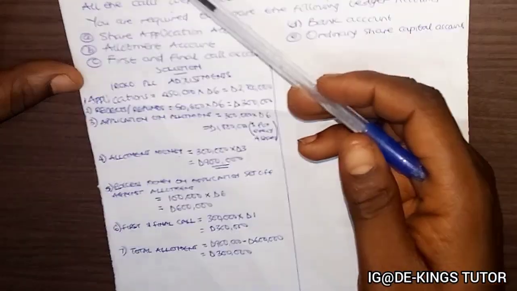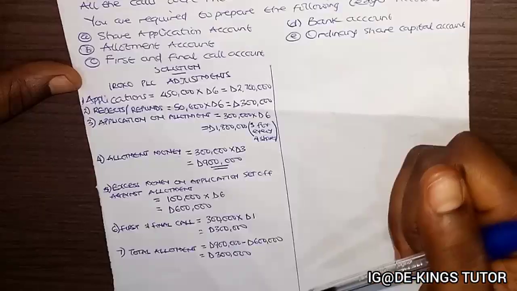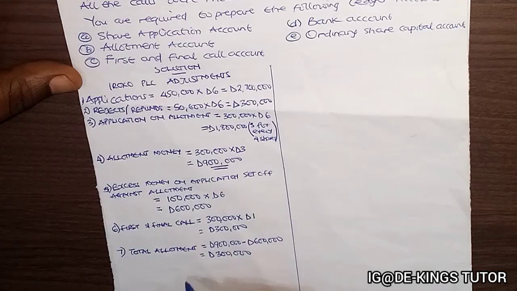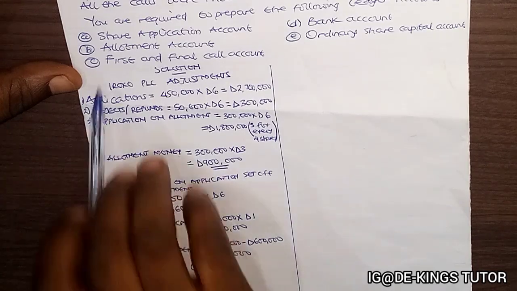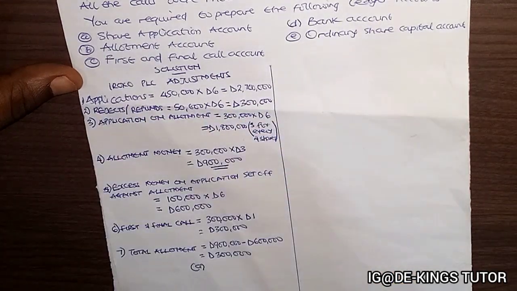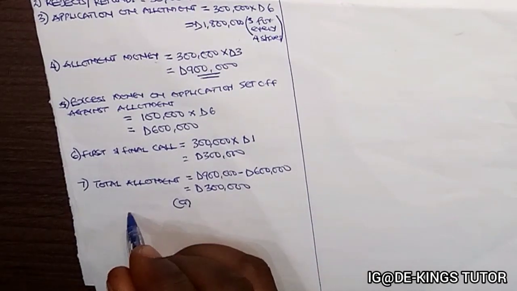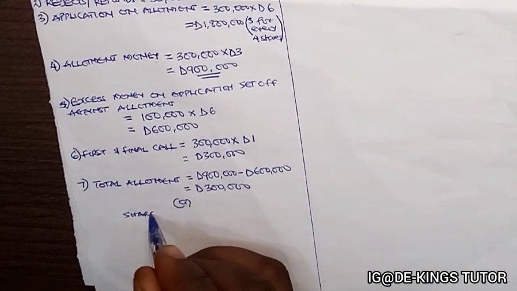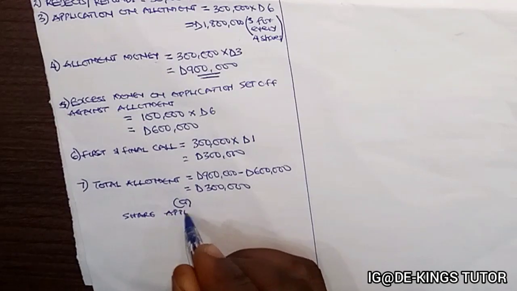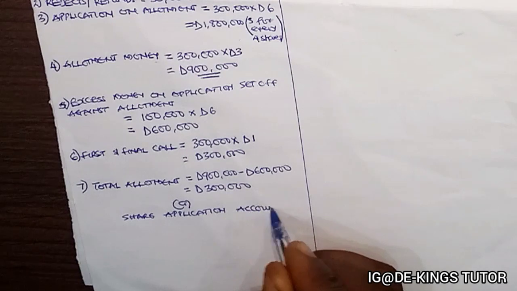So we have done the notes provided and the amounts that were paid by installments. So let's now make the postings. So they said first, prepare the share application account. So we'll have here the share application account.